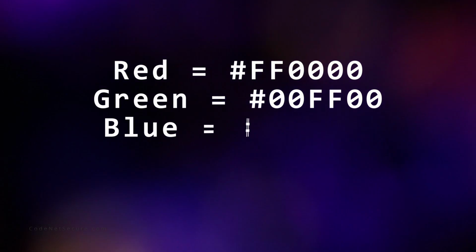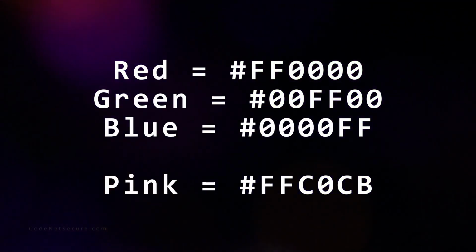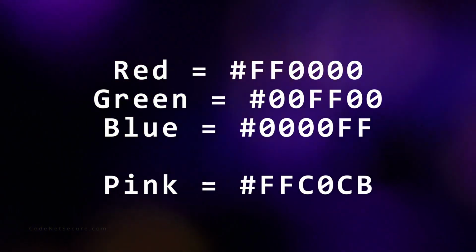So, for example, hash FF0000 would be fully red, hash 00FF00 would be fully green, and hash 0000FF would be fully blue.